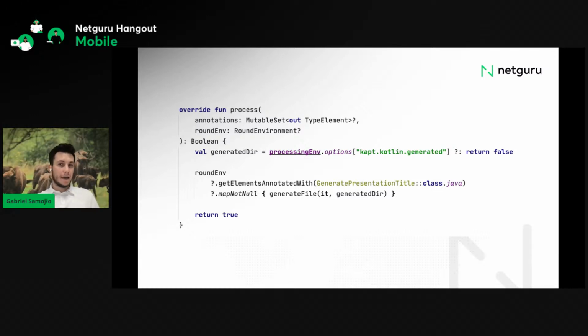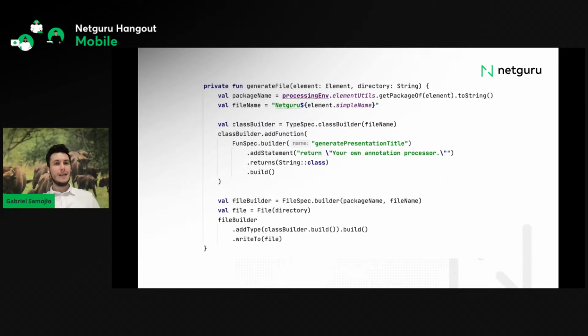So I would say it's pretty straightforward right now, but it will get a bit harder because now we will have to generate our file, our class, right? So let's dig inside generate file. To generate it, first of all, we need to have package name, right? And once again, we can obtain it from processing environment.